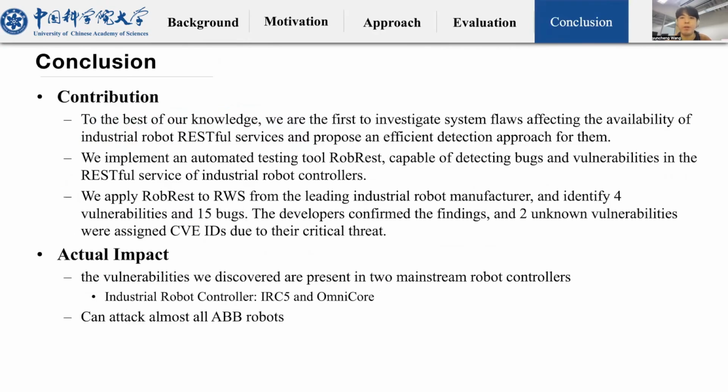Okay, to wrap up, let me summarize our work. We conducted the first systematic study of system flaws affecting the availability of industrial robot REST service. We developed an automated testing tool called RoboRest, capable of detecting bugs and vulnerabilities in robot controller REST service. When applied to ABB's RWS, RoboRest uncovered 4 vulnerabilities and 15 bugs, and we responsibly disclosed all these flaws to the developers and obtained their confirmation.